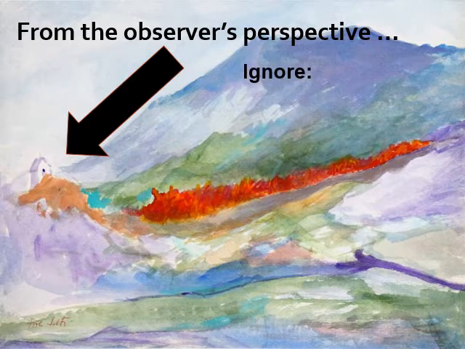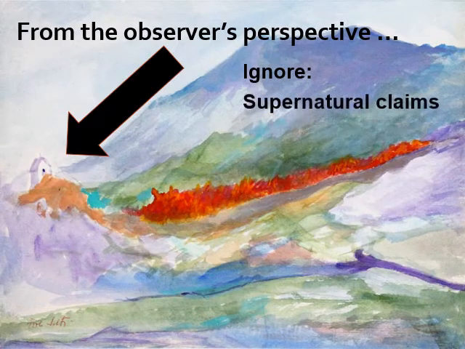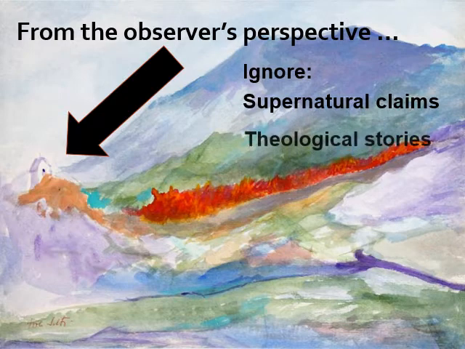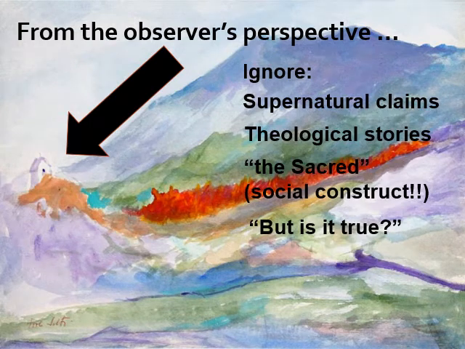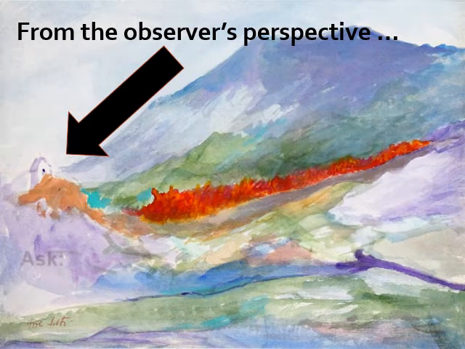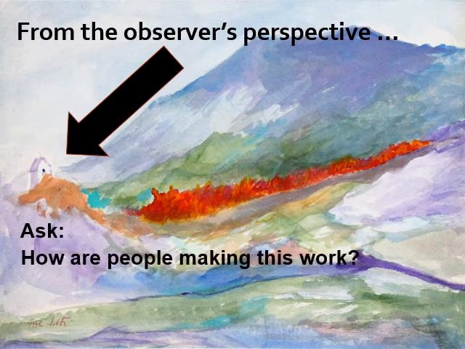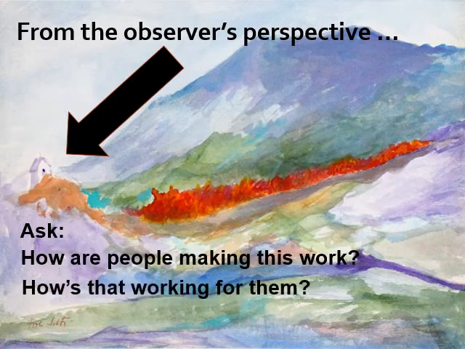That approach will ignore some of the things religious people and others think matter in religion, like supernatural claims and theology and the sacred, which from this perspective looks a lot like a social construct. We'll ignore that, at least for the purposes of answering some of the main questions that this social sciences perspective has about religion, namely, how are people making this work? And how is that working out for them?